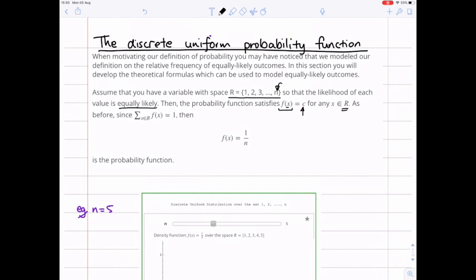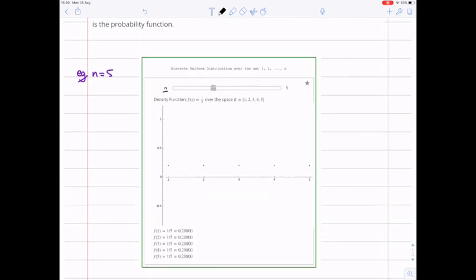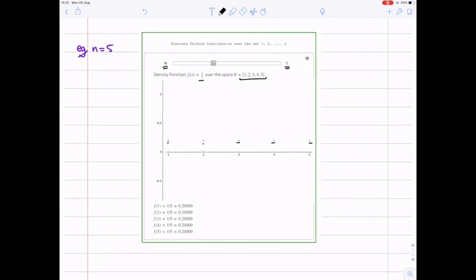And then we can work out, since we know that the sum of our probabilities has to equal 1, it must be that our probability function is always going to be 1 over n. So for example, if we take n to be 5, then our probability function is 1/5 for every value of x over our space 1, 2, 3, 4, 5. And if you plot it, then it's no surprise, you just see constant dots for each of the possible values. And here are the calculations.